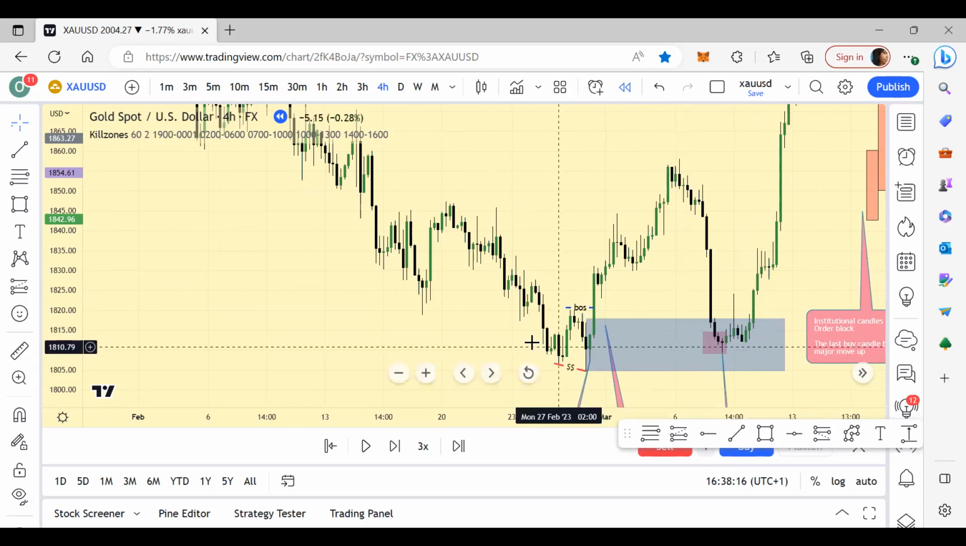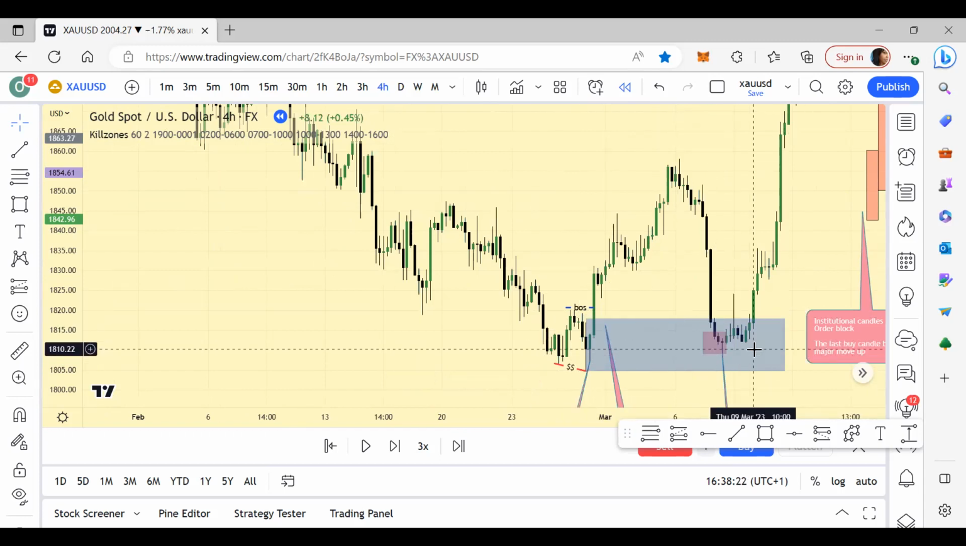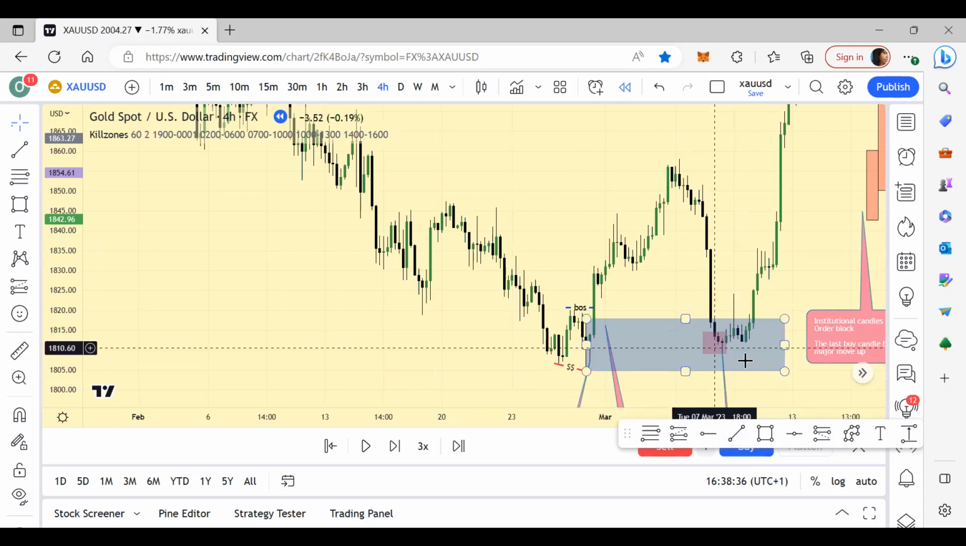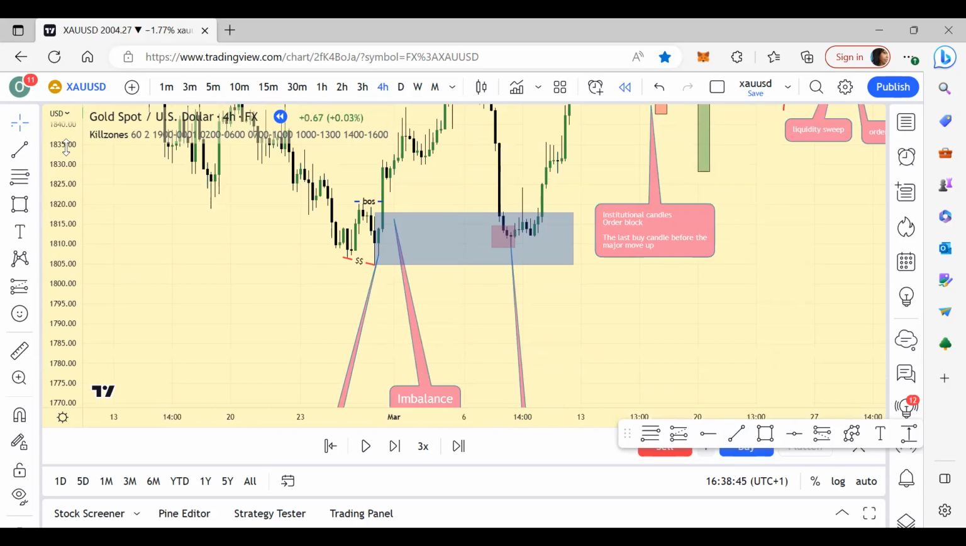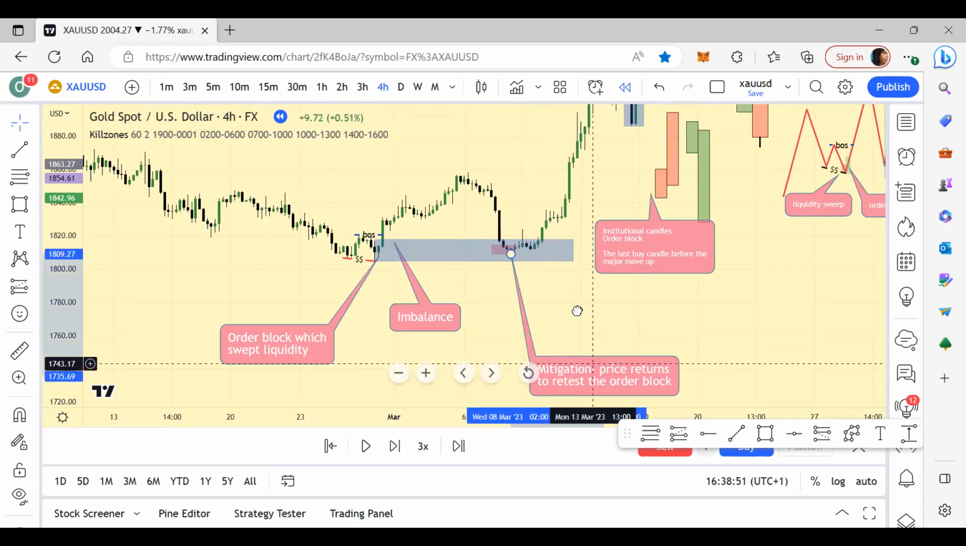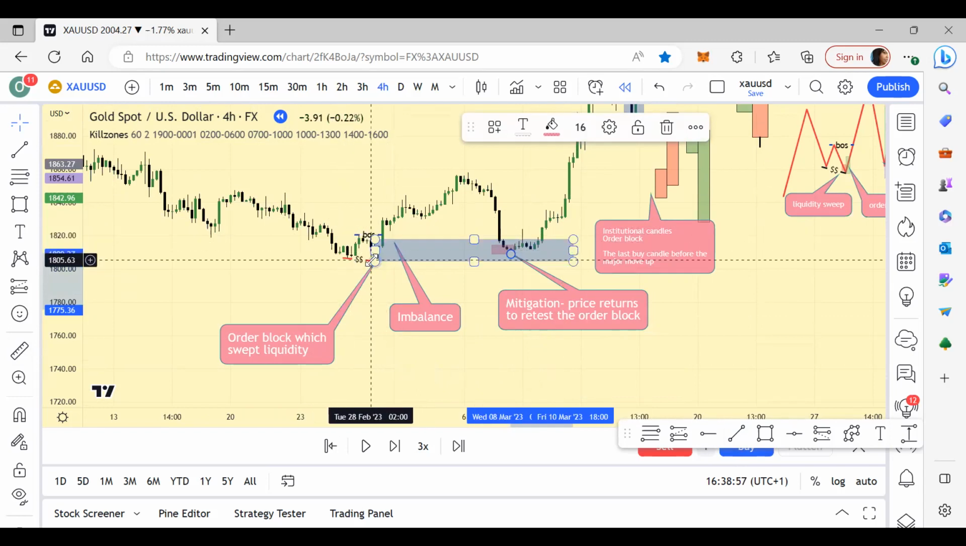When price comes back to respect this area, when price comes back to react to this area. Do you understand? Without actually breaking down and going further down. You see, it came here, it started forming its price action and went up. This is what we call mitigation. Does that make sense? Yeah. In simple terms, mitigation is when price returns to retest the order block.